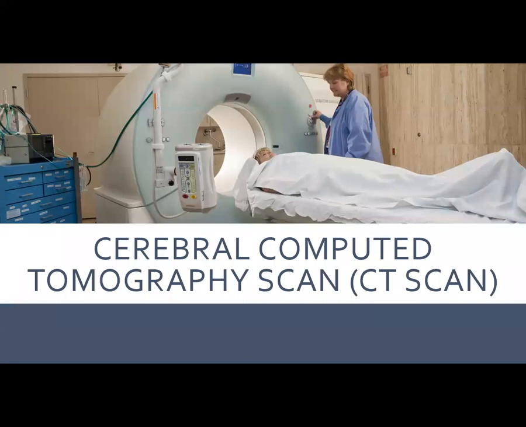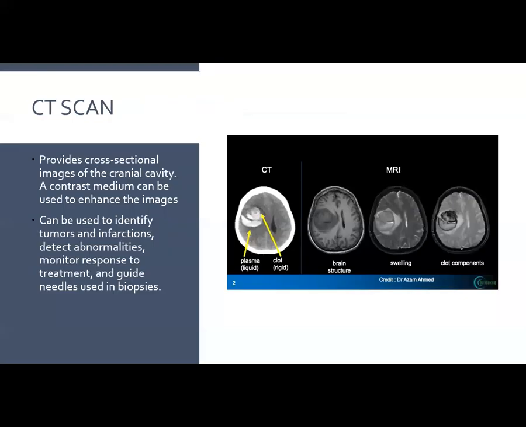Okay, so your cerebral computed tomography scan, so your CT scan. Your CT scan provides a cross-sectional image of the cranial cavity. A contrast medium can be used to enhance the images, and it can be used to identify tumors, infarctions, detect abnormalities, monitor response to treatment, and guide needles used in biopsies.